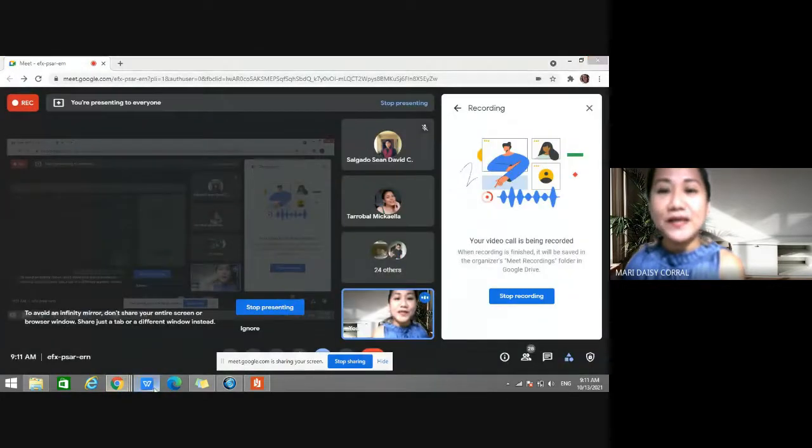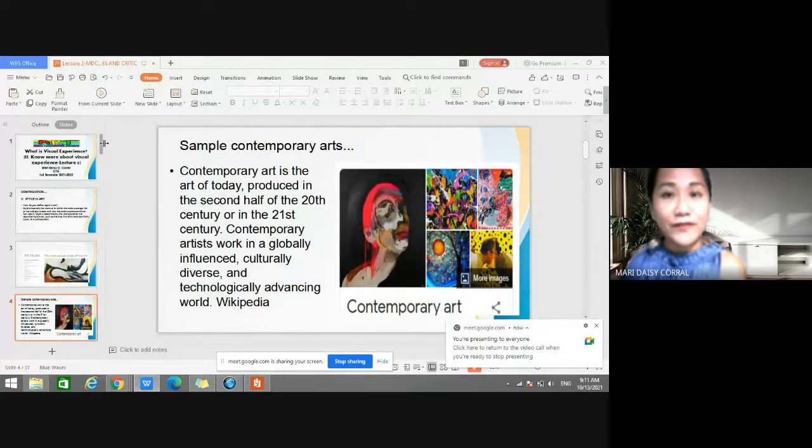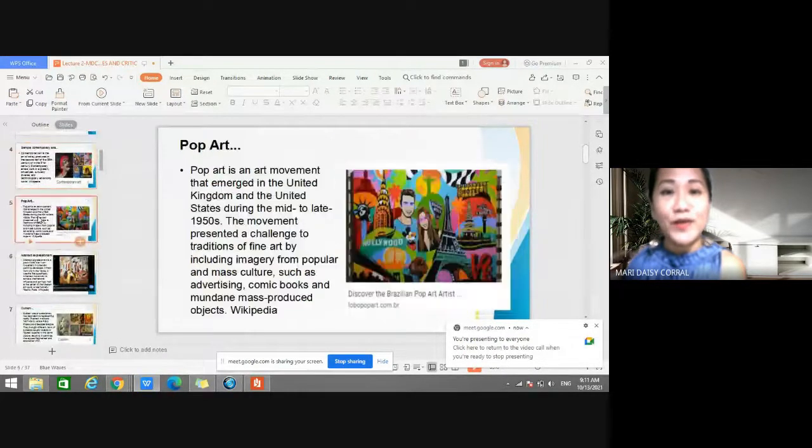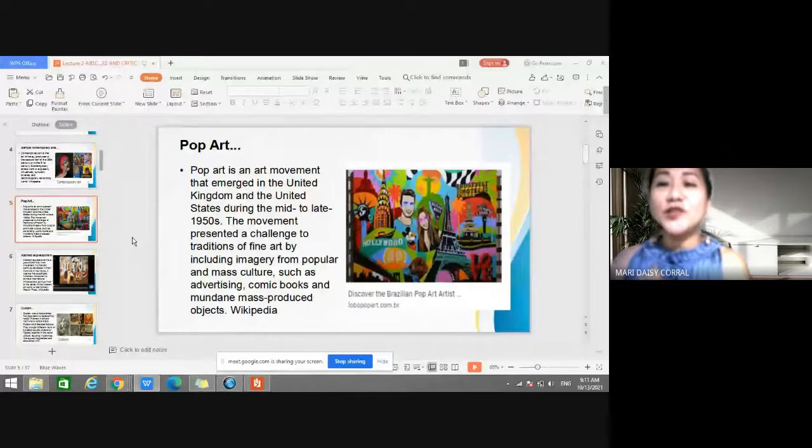Okay, next one would be, after this modern art, pop art. It's almost the same. Sometimes people are confused which one is pop art, which one is modern art. So let me read this line. Pop art is an art movement that emerged in the United Kingdom and the United States during the mid to late 1950s. The movement presented a challenge to traditions of fine art by including imagery from popular and mass culture, such as advertising, comic books, and mass-produced objects. Okay, this is according to Wikipedia.